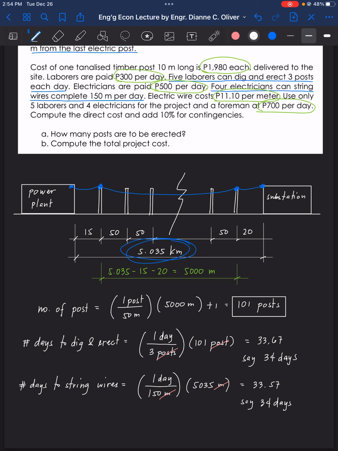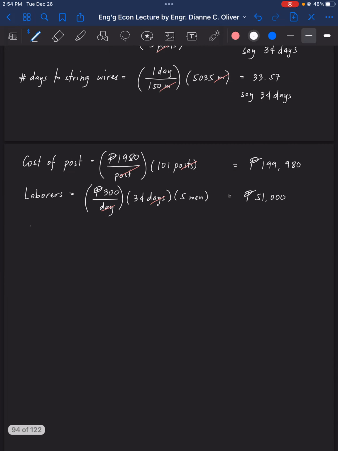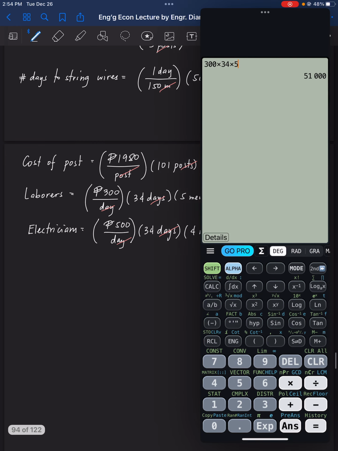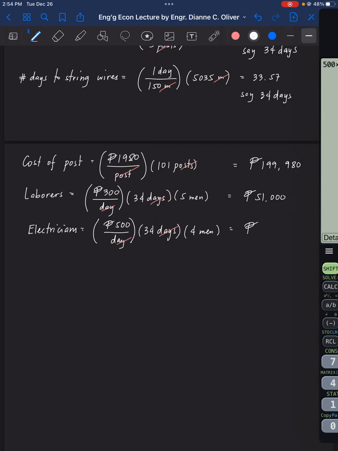Next, we have here the 500 pesos per day. We have there the electricians, 4 electricians. So the electricians are paid 500 per day. How many days? Again, that is 34 days. And then we have 4 men. So 500 times 34 times 4, 68,000 pesos.